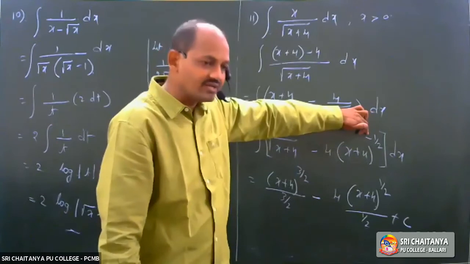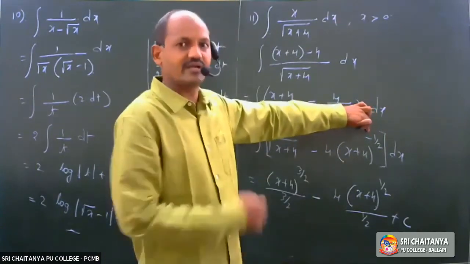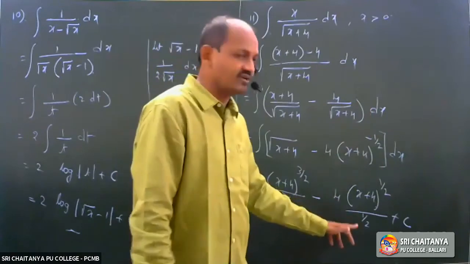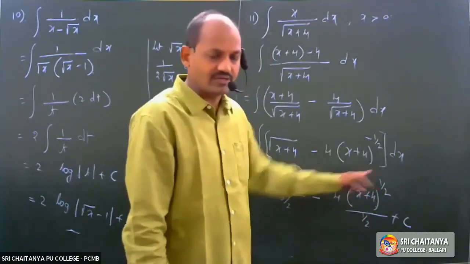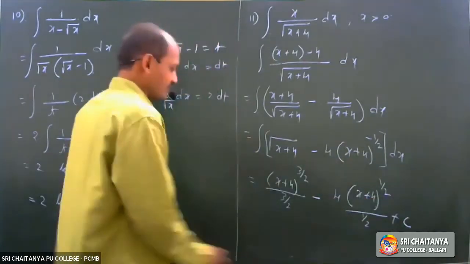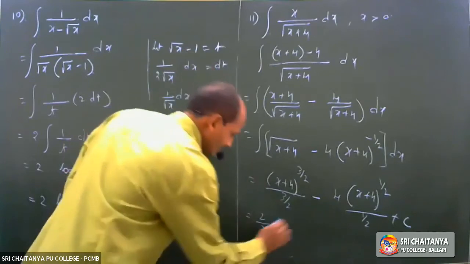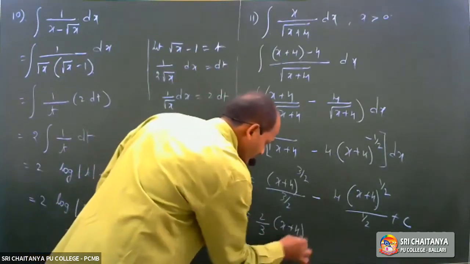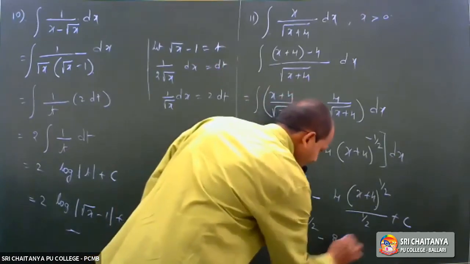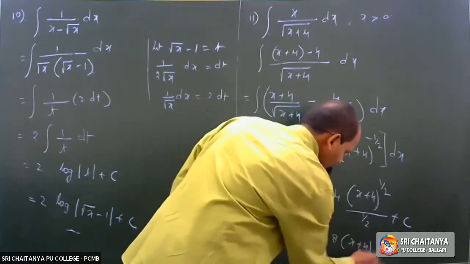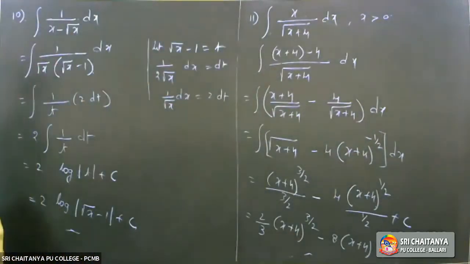But after integration, minus 1 by 2 plus 1 divided by minus 1 by 2 plus 1. That is x plus 4 whole power 1 by 2 divided by 1 by 2. It is 2 by 3 into x plus 4 whole power 3 by 2, minus 8 into x plus 4 whole power 1 by 2, plus c.